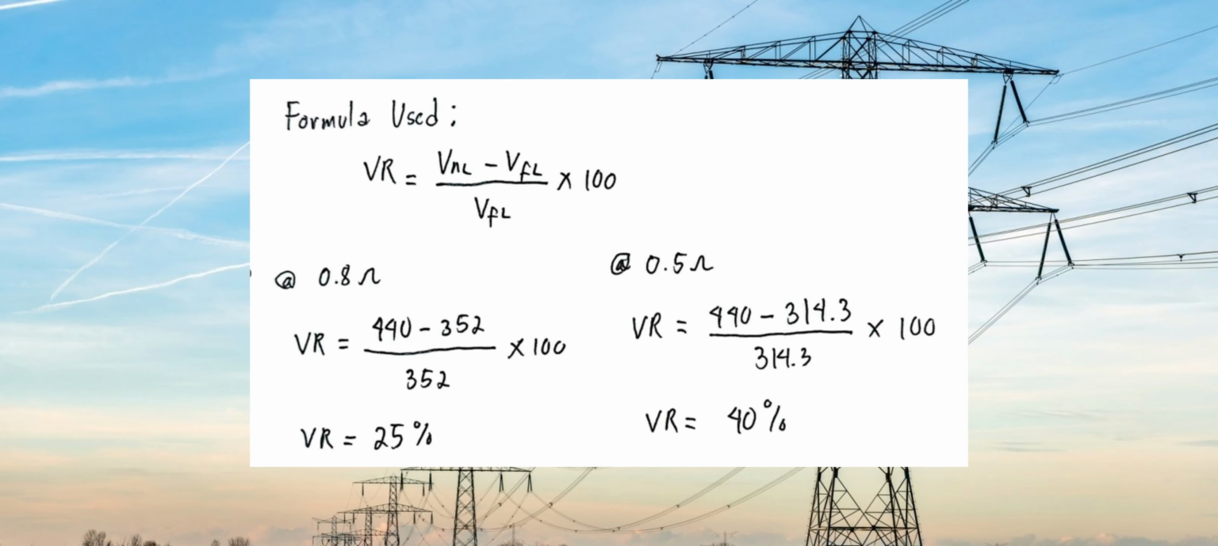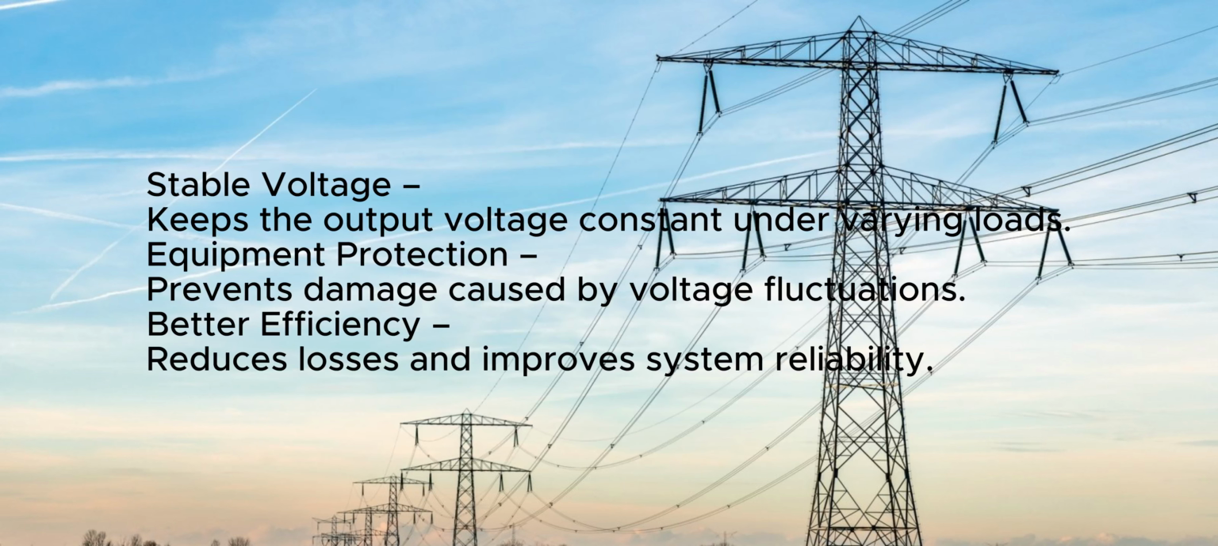Through this laboratory activity, we learned that voltage regulation is an important measure of a transformer's ability to maintain a constant output voltage under varying load conditions. A transformer with good voltage regulation experiences only a smooth change in output voltage as the load changes, making it more efficient and reliable for practical electrical applications.